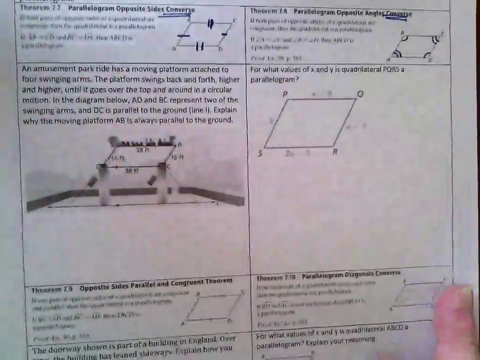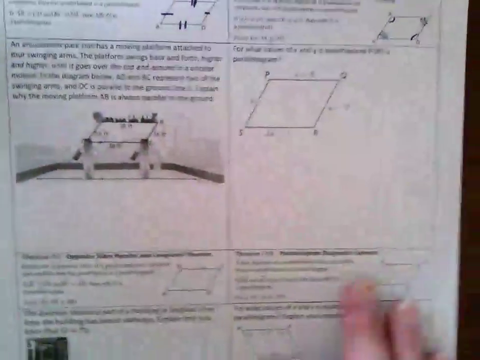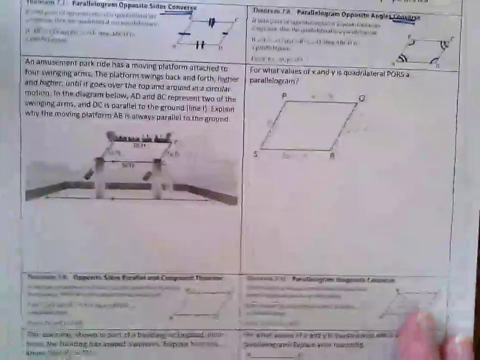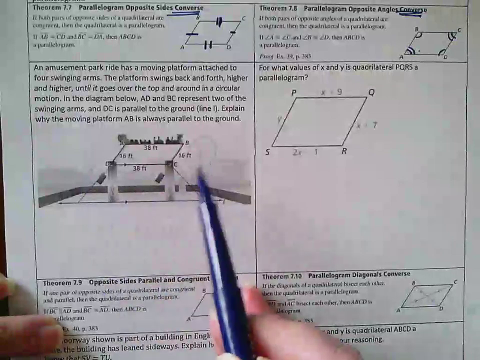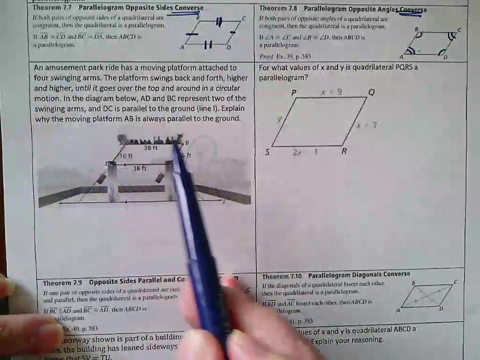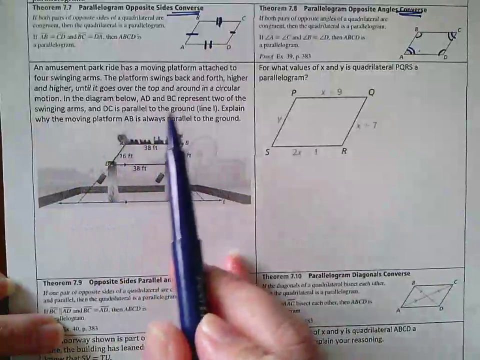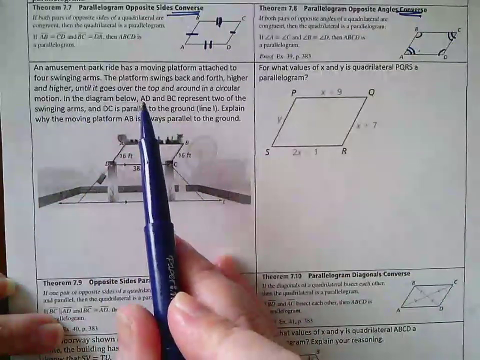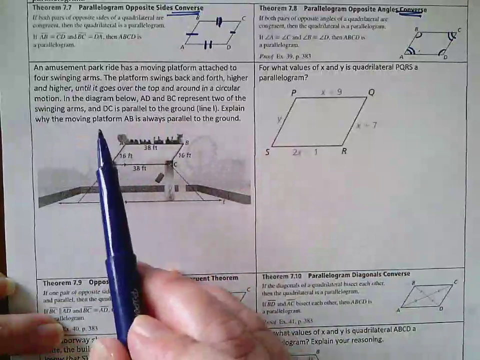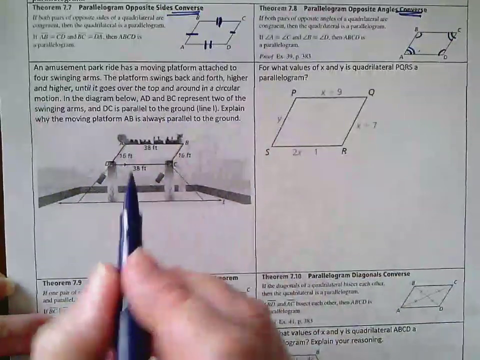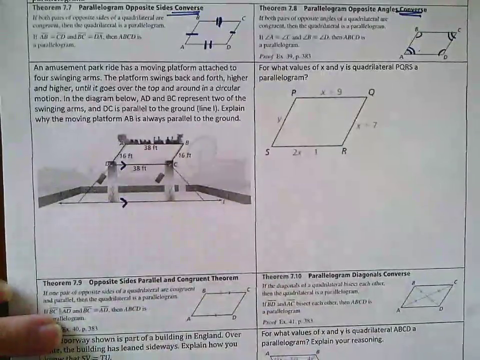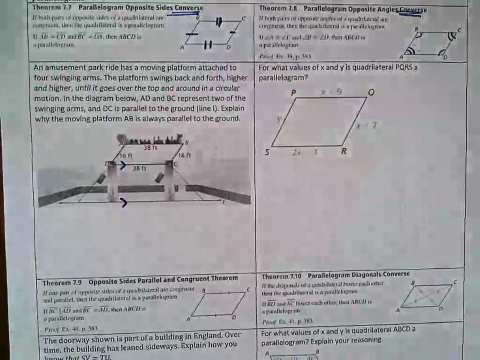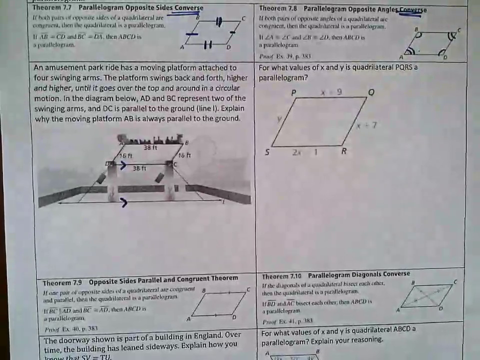First off, we have an amusement park ride with a moving platform attached to 4 swinging arms. The platform swings back and forth until it gets enough momentum to fly over the top in a circular motion. In the diagram below, AD and BC represent 2 of the swinging arms, and DC is parallel to the ground. So right here and right here, these are parallel. Explain why the moving platform AB is also always parallel to the ground.